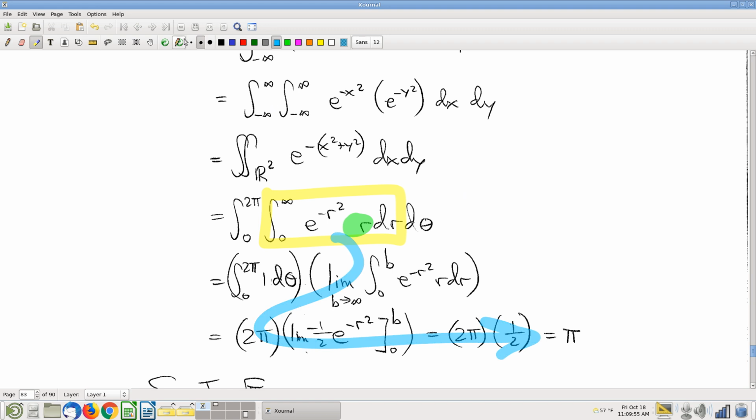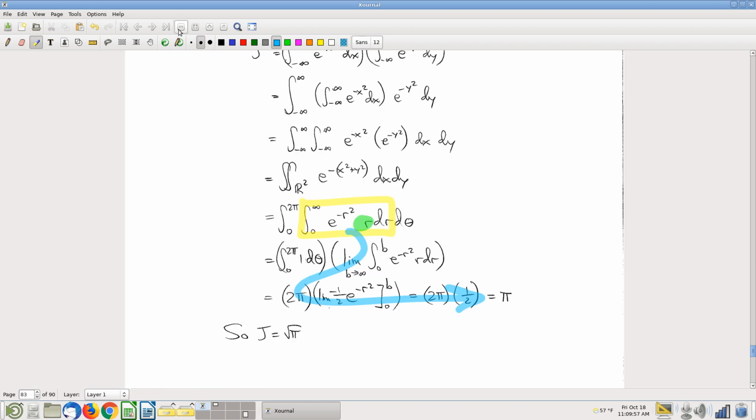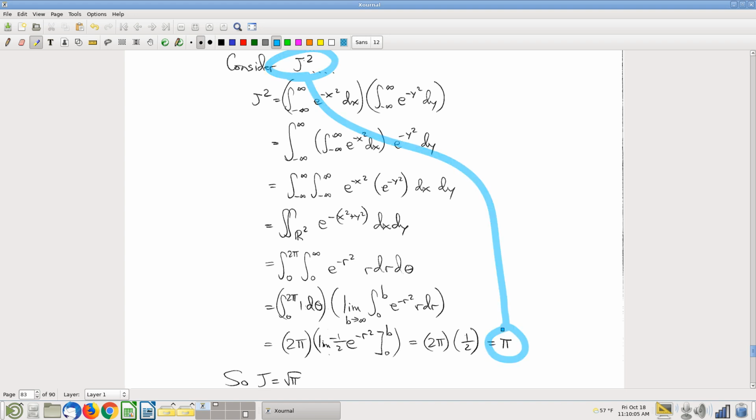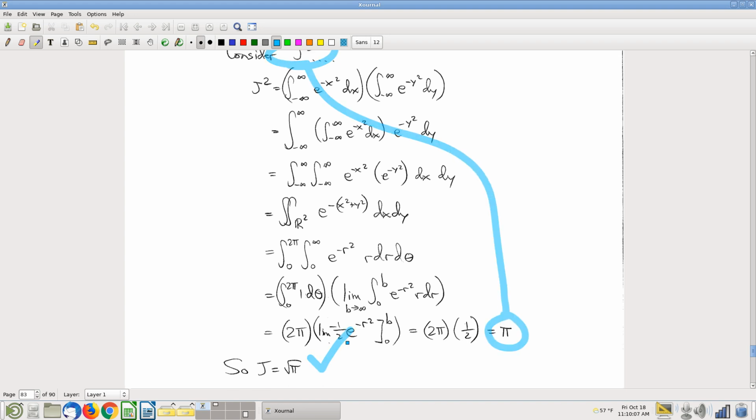So wonderfully, we get such a cool solution. This thing that's not actually what I wanted, namely J squared, is pi. So the integral that I'm interested in is the square root of pi. It's a cool little mathematical bank shot, and I just think everyone should see that as a cool example.